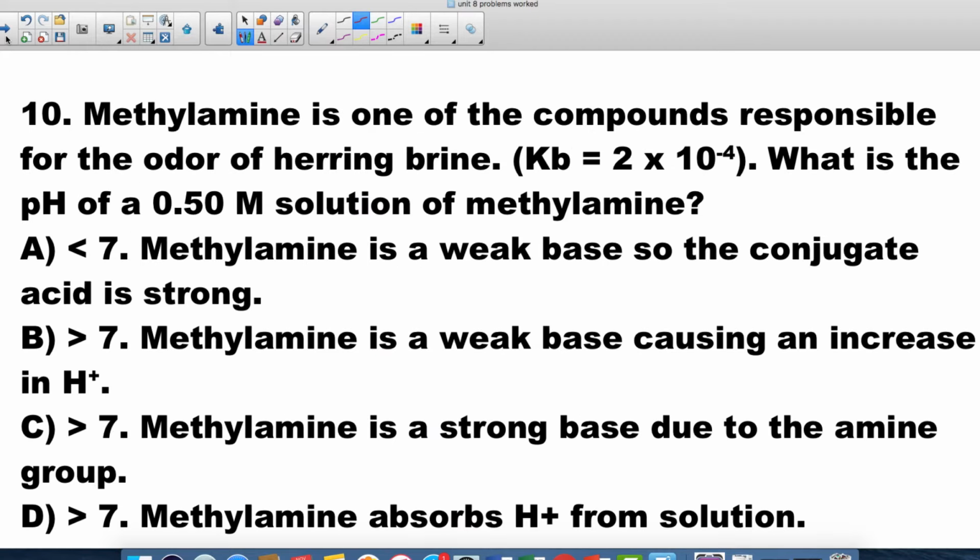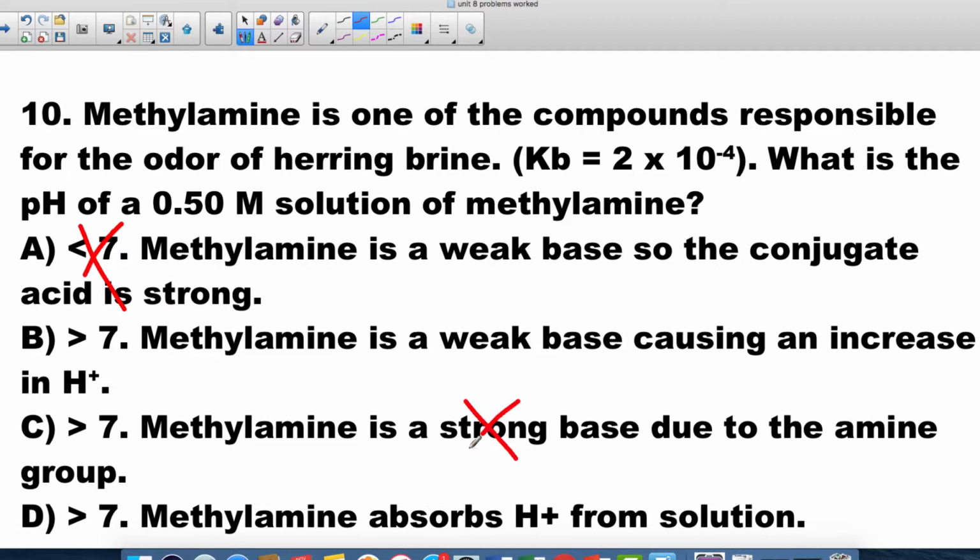Number 10 is all about, do students understand the value of a Kb and what a base does? If methylamine has a Kb value, then that means that it is a base. So if you add a base to water, the pH should be greater than 7. That means we can automatically get rid of that answer. And then we just have to look and say, what other ones can we get rid of?